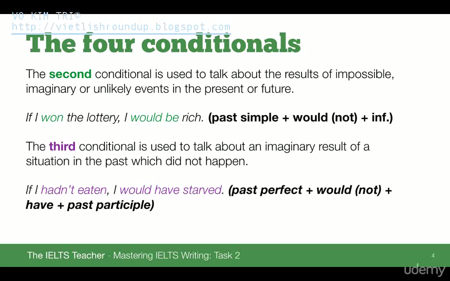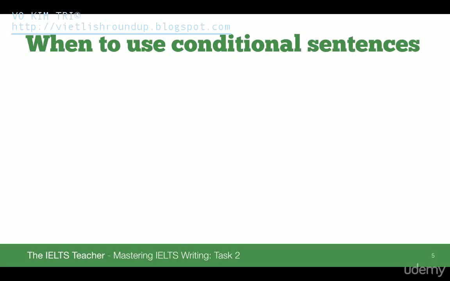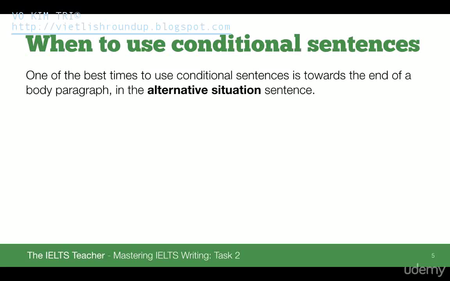So, those are the 4 conditionals. Now, when would you use a conditional sentence in the essay? Well, one really good time to use a conditional sentence is towards the end of a body paragraph in what I call the alternative situation sentence. So I'm going to show you an example here in a full paragraph form.